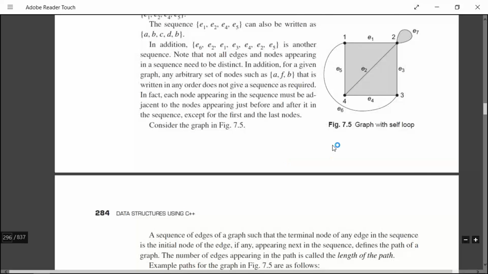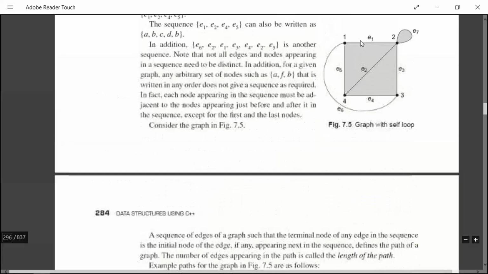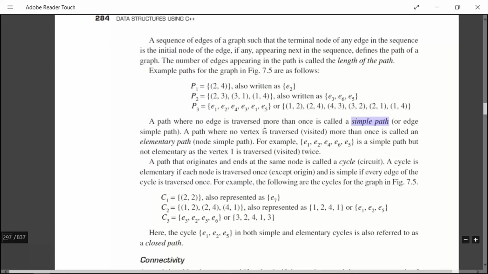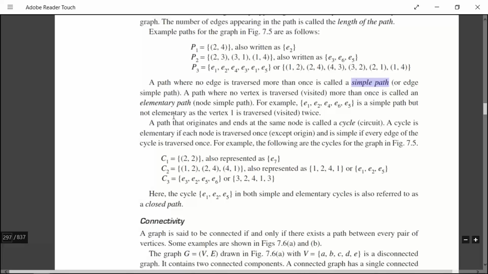See here, what is the sequence? E1, E2, E4, E6, E5. So here 1 is visited more than once. So it is a simple path, not an elementary path. So what is the condition for elementary path? The vertex should not be traversed more than once.